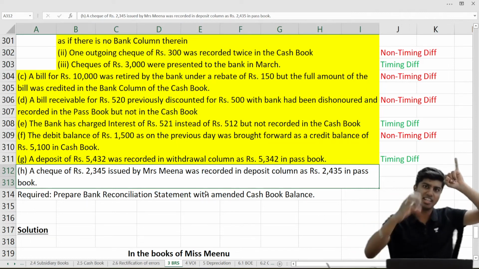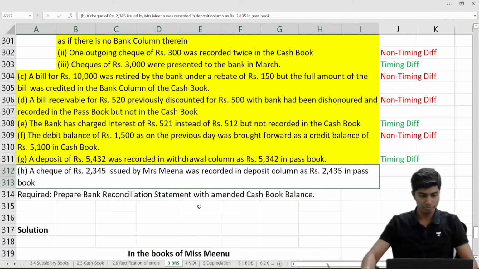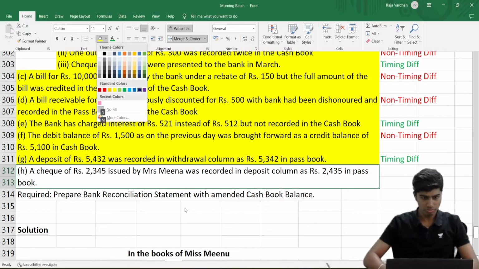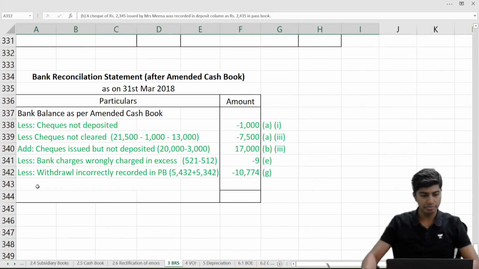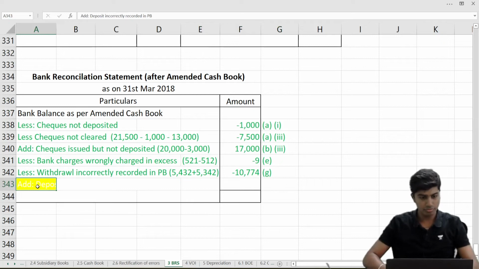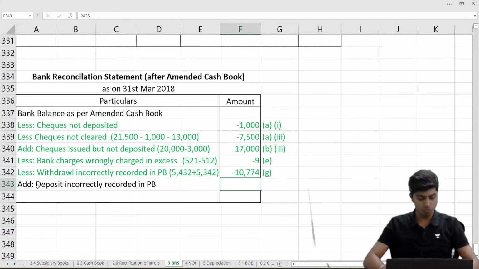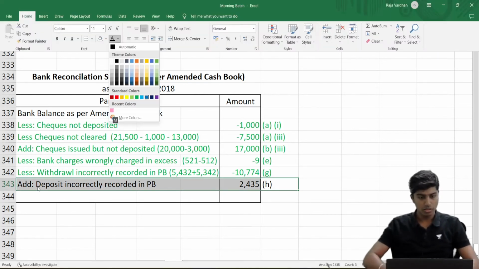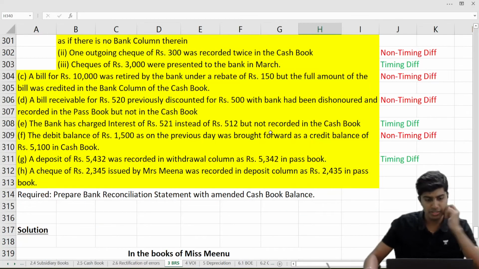We're making changes in cash. I should add 2435. Let me do that. Let me add deposit incorrectly recorded in passbook 2435. That's it. This is adjustment H, and by this we are done with this question. You guys get it? That's it. See, the question is done.